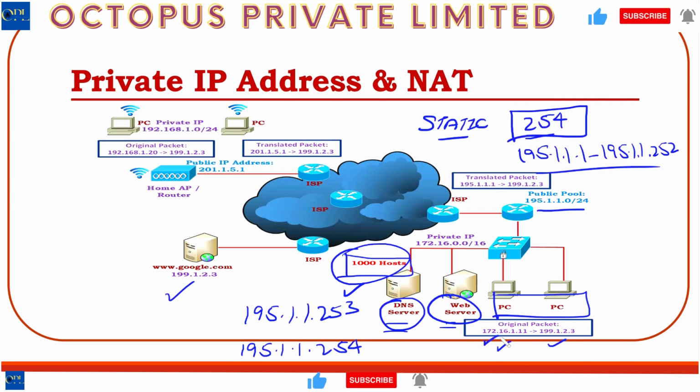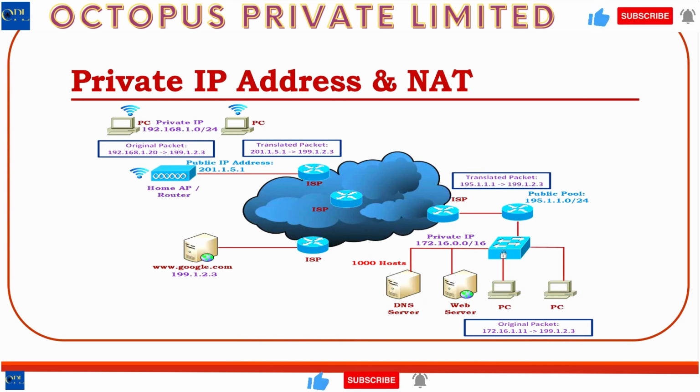So when the packet leaves, for example, I'm leaving the packet as 172.16.1.11 as a source address going to that Google server over here. The router over here will intercept that request and translate that 172.16.1.11 to the public address from that pool. Again, the main objective over here is to save or conserve on the addresses used on the internet.